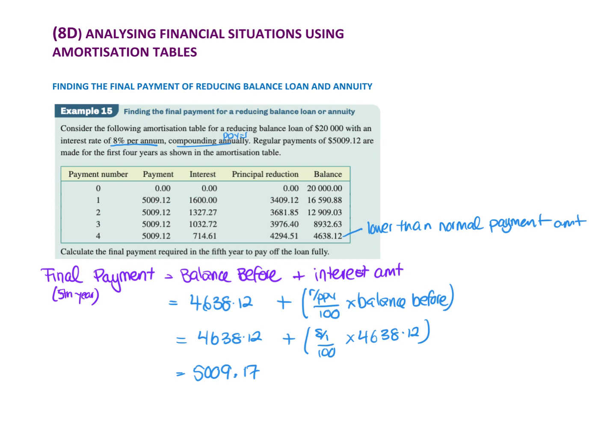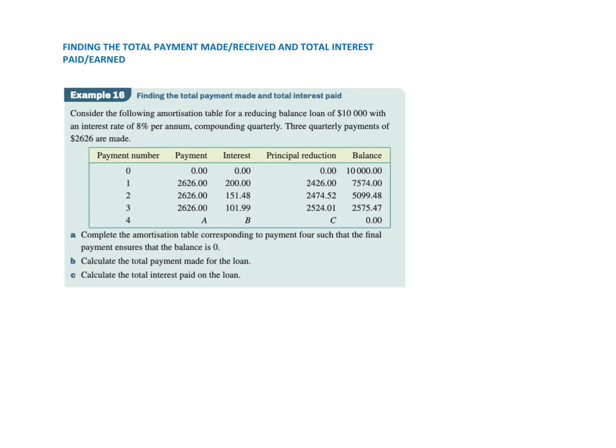So we did, in the end, have to pay a little bit more. We paid 2 cents more in our 5th year, and then that zeroed it off. So in this one, it says, consider the following amortisation table for a reducing balance home loan of $10,000 with an interest rate of 8% per annum. So we've seen that's R, compounding quarterly, so PPY equals 4. And quarterly payments are made of $2626.